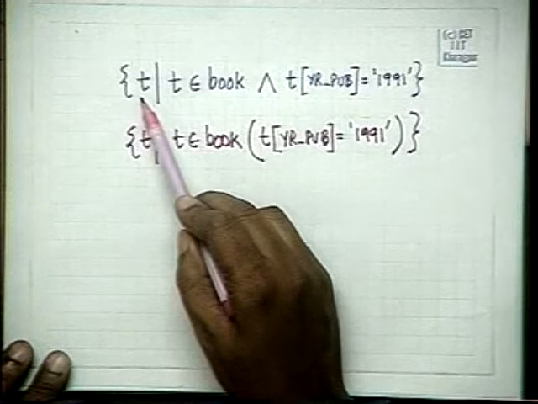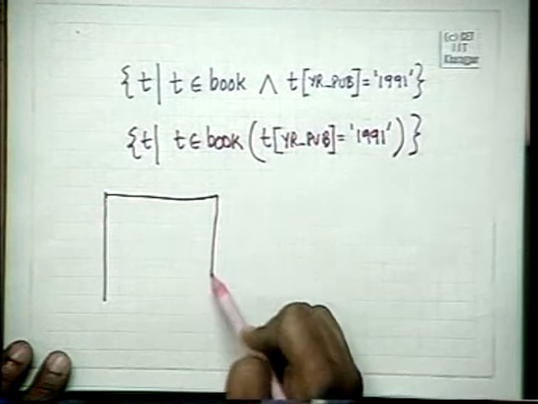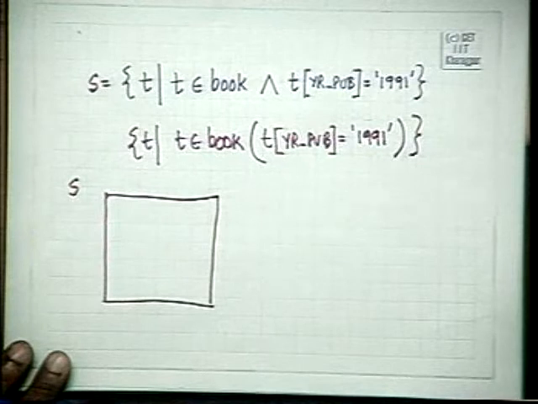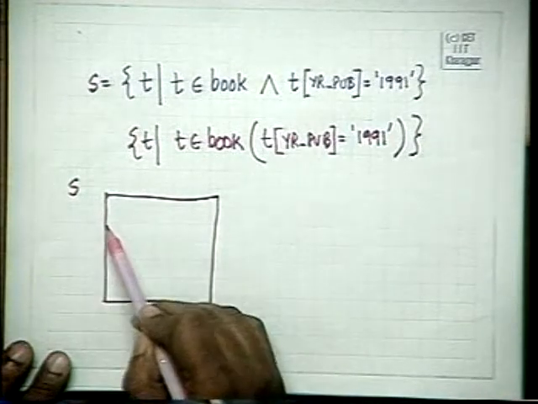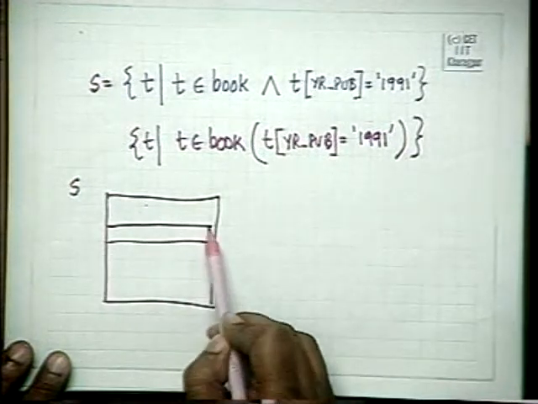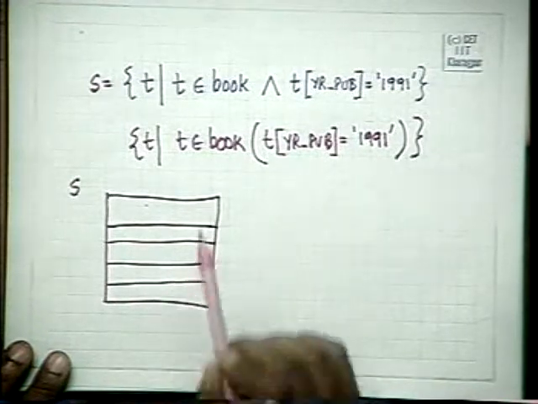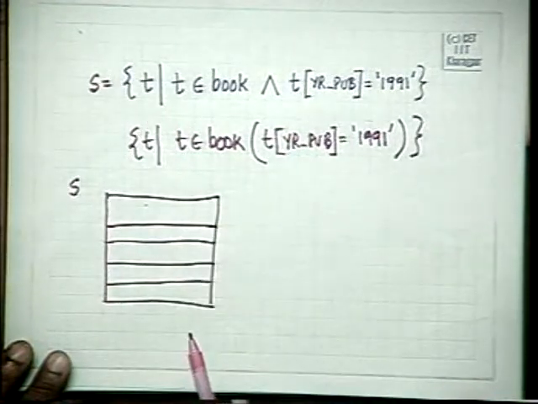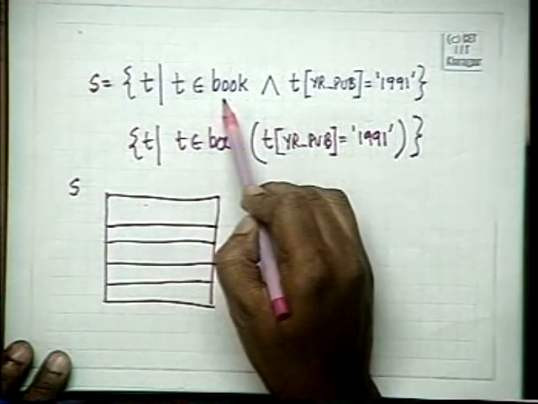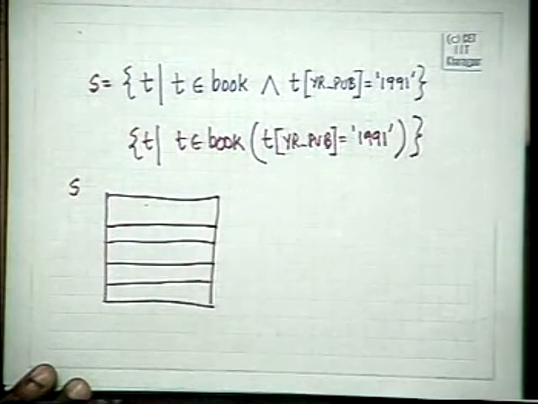This means that this will give a relation. Let us look at it as a table. Let this table be S. Now, this table will have some attributes and some tuples. This relation will define what attributes it has and what are the tuples which are there in this particular new relation which is formed. Now, when I write T element of book, it means that all the attributes of book are also attributes of S.